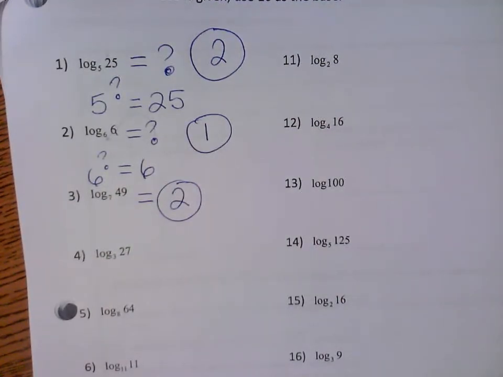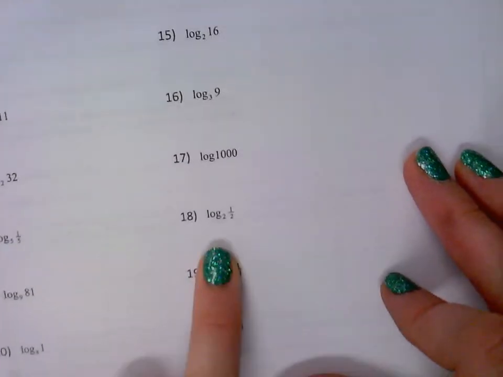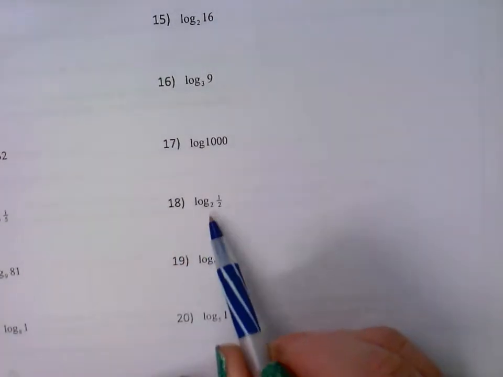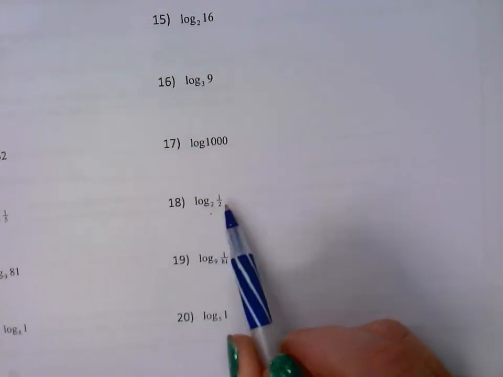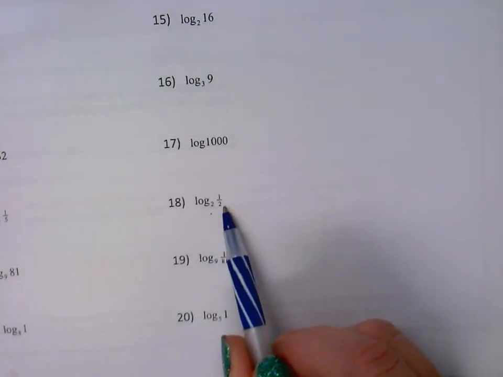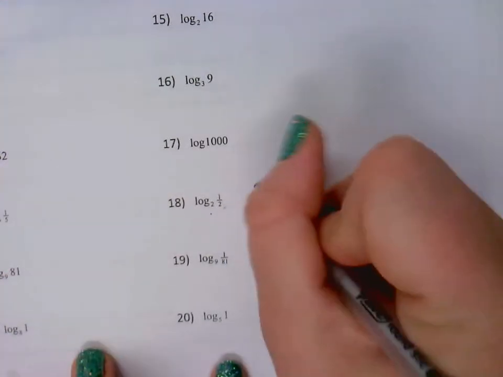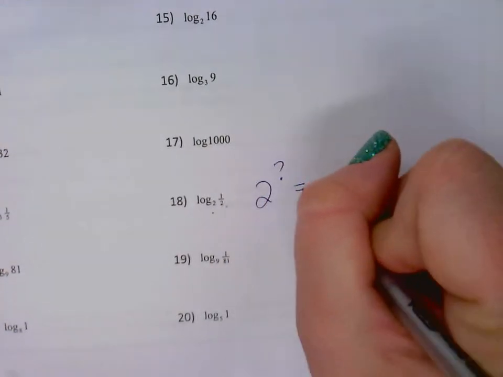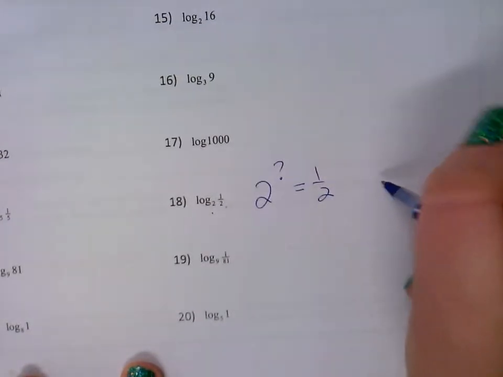I want you to look at number 18. How do I go from 2, raise it to some power, and get to 1/2? How are 2 and 1/2 related? So 2 to what power is 1/2? It would be the negative first power, right?